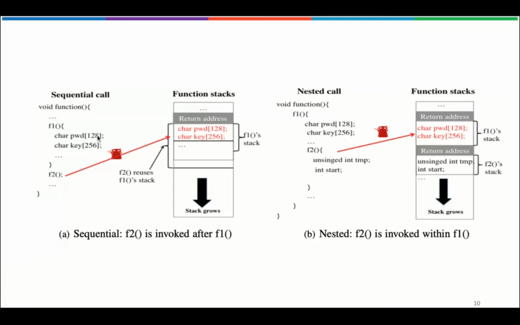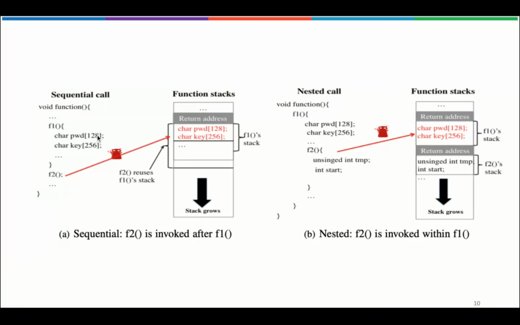So essentially, when F1 is invoked first, the stack frame of F1 is stored at a certain address, let's say X. When F2 is invoked, its stack frame will start at address Y. Since the stack grows from top to bottom, the address of Y is greater than the address of X.